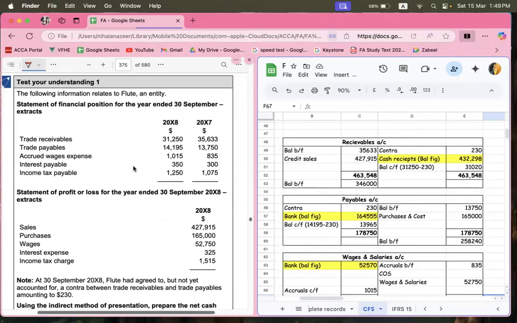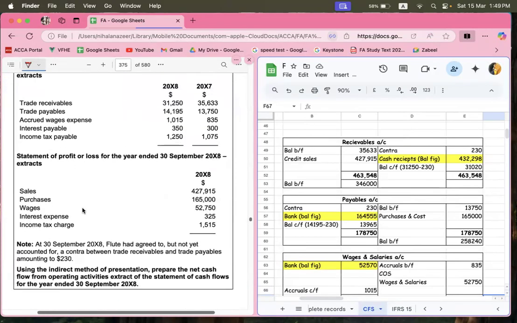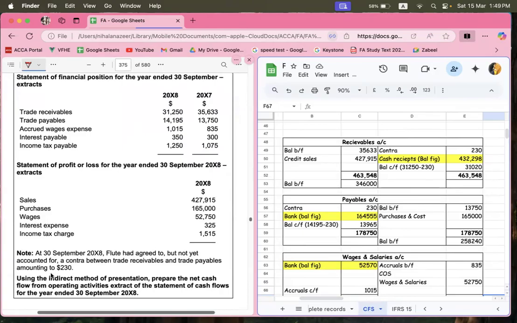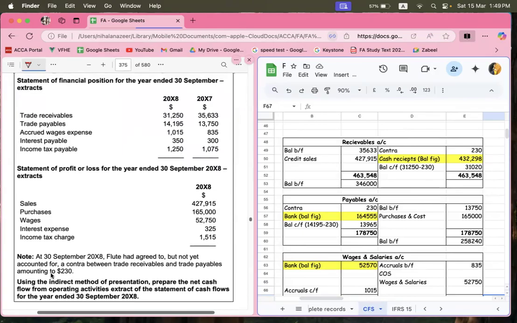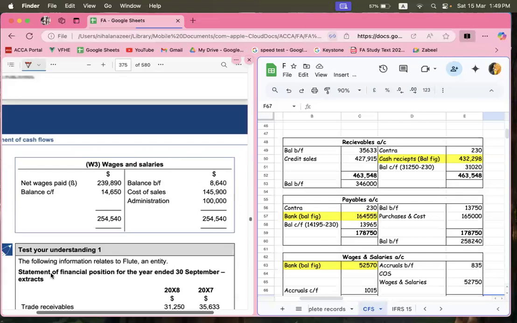Okay. Next is TYU1. So TYU1, you are asked to find, using the indirect method of presentation, prepare the net cash flow from operating activities, extract of cash flows for the year ended 30th September 2008.